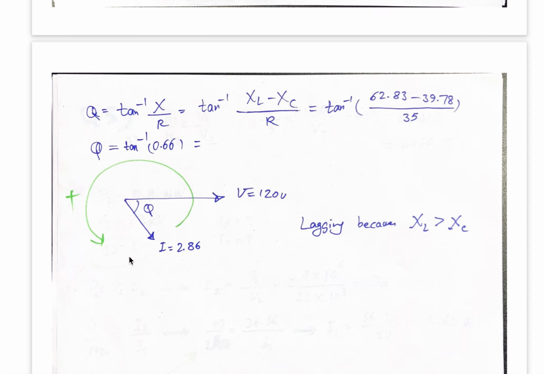Voltage is ahead if you consider counterclockwise direction as the opposite direction of the phasors. So this system is lagging. The other way is when XC is greater than XL and you say that the system is leading, then you draw current on this direction to this direction.